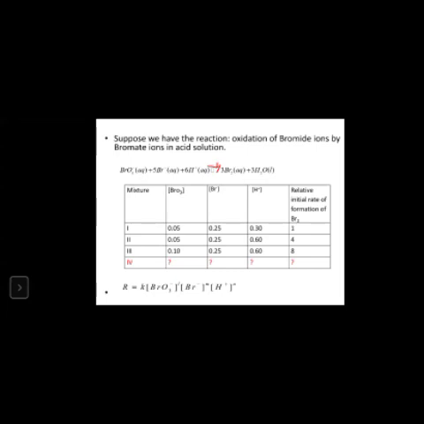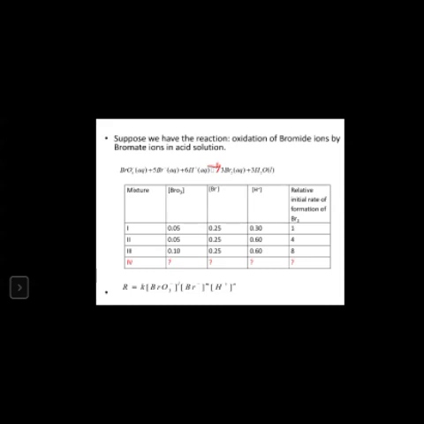Or formation of bromine. Look at experiment 1. I took 0.05 molar of a known volume, added 0.25, added 0.30. I did the experiment, plotted my graph, and found my rate. Just remember it is the relative initial rate of formation. This is like 1 times 10 raised to minus 3 mole per dm³ per second. I divided by a particular value to remove all the fractions, and that is why it is the relative initial rate of formation.